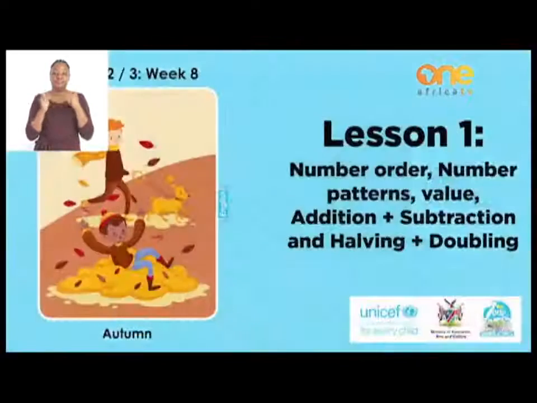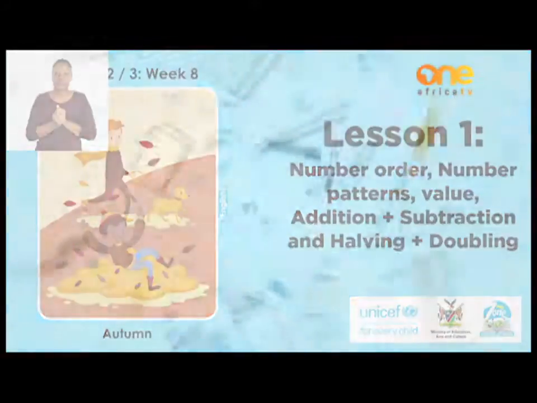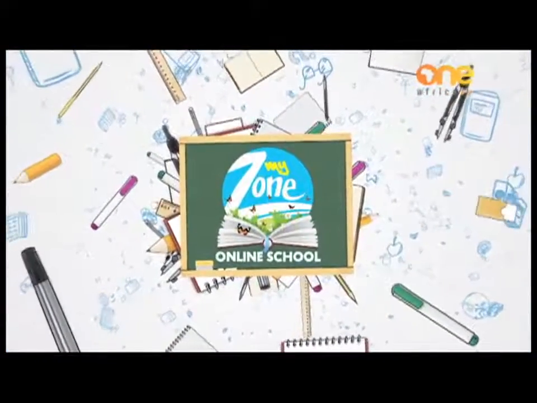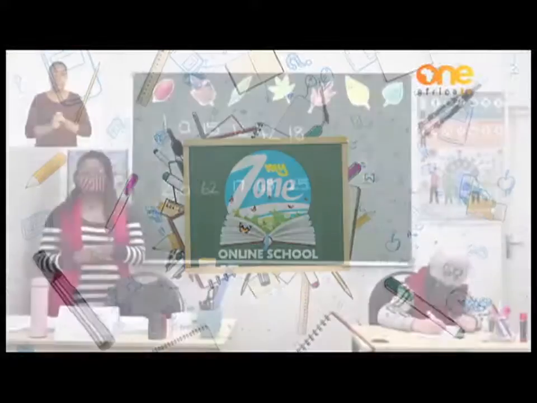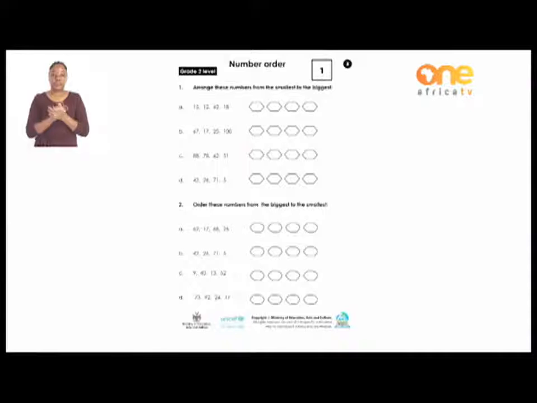Very good. Today's lesson will be about number order, number patterns, value, addition and subtraction, as well as halving and doubling. This exercise can be found on page 3. Here we can see that we are supposed to arrange these numbers from smallest to biggest. What we're going to do is number 1 together, number 1A.